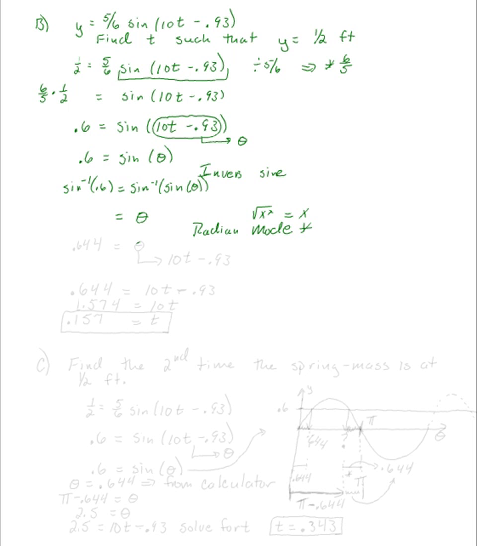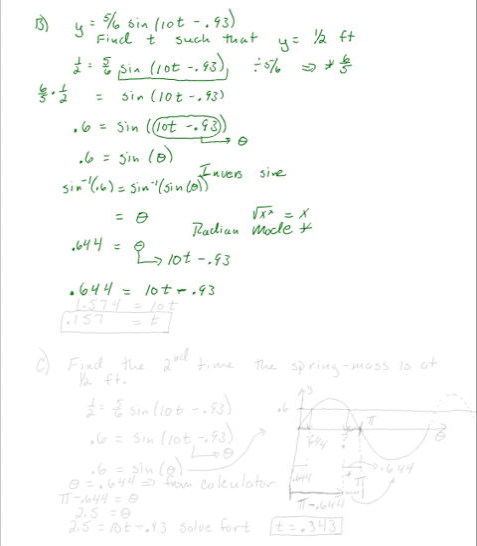Okay, so I find that theta is equal to, let's see, 0.6435, I'll call that 0.644. Okay, and now I'm going to do the same thing as I did before in part A. I'm replacing this theta with what it started out to be, 10t minus 0.93. So I'm solving the equation 0.644 equals 10t minus 0.93.